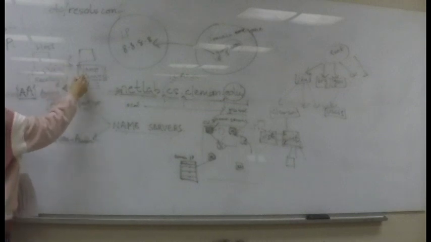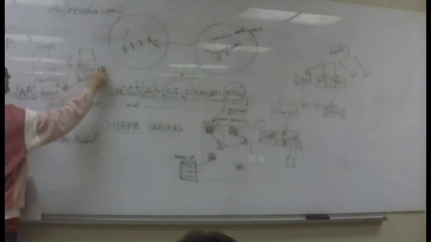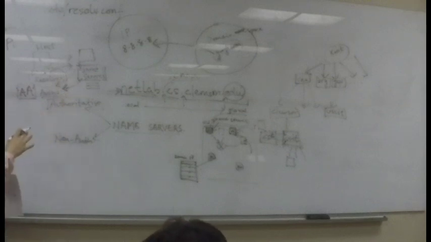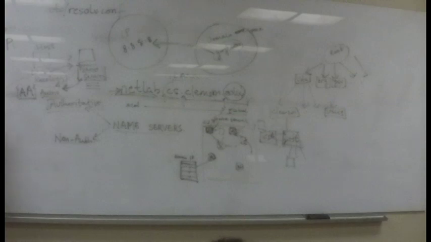But if it does not at that point have the means within itself to answer that request, it checks for one of two things. It sees if the request is marked recursive or if it's marked iterative. These are the two kinds of requests the DNS resolver can make.